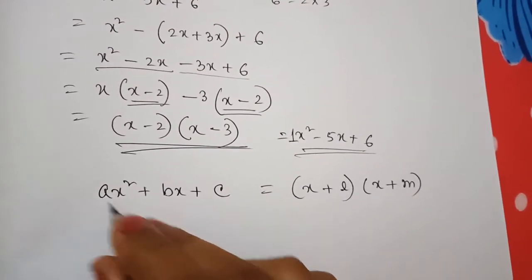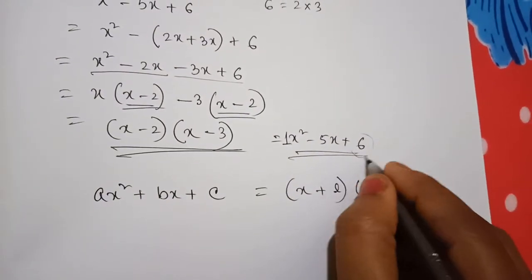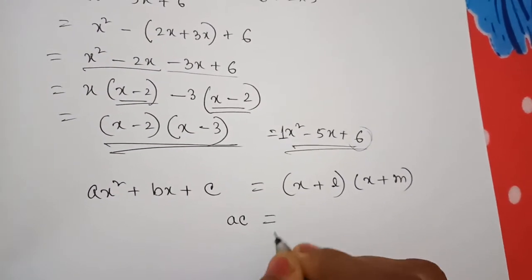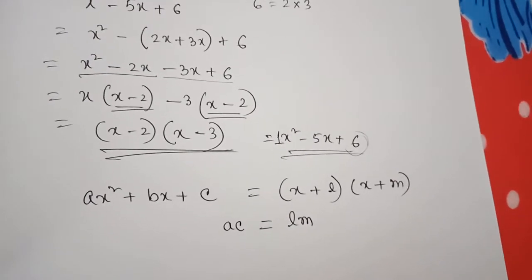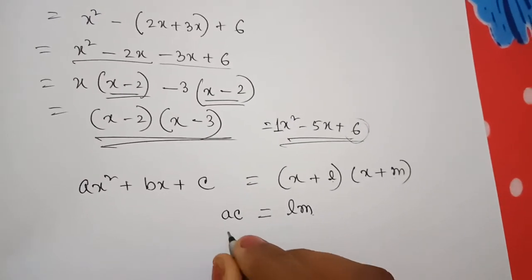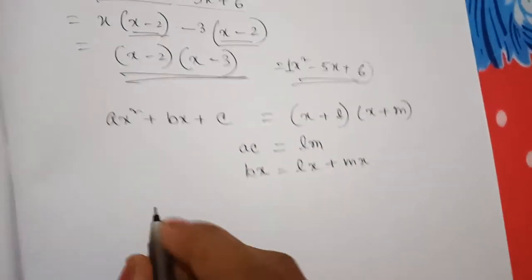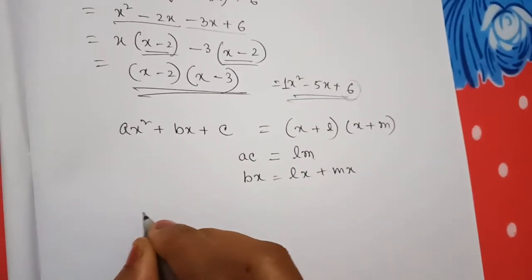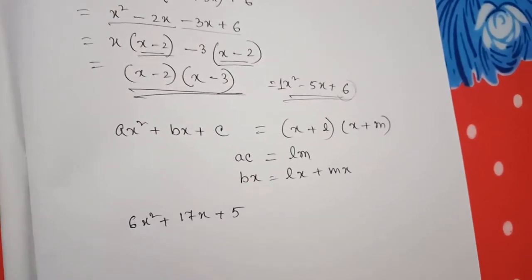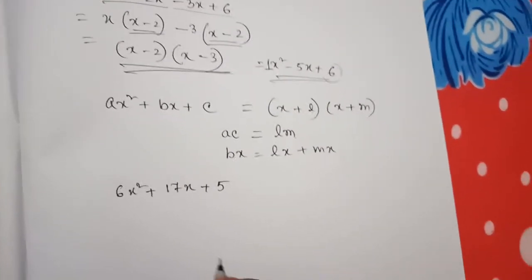We need to find out AC. We have to multiply A and C. Previously we just looked into 6, now we will look into AC. Multiplying AC, now AC must be LM. That means the product of these two must be LM, and BX must be again like previous, LX plus MX. So I'm just giving you a very simple example. Think about 6x square plus 17x plus 5. You need to find this out by the splitting the middle term method.